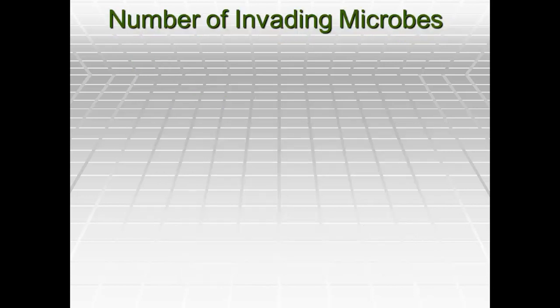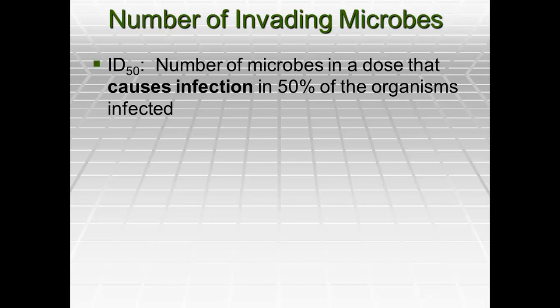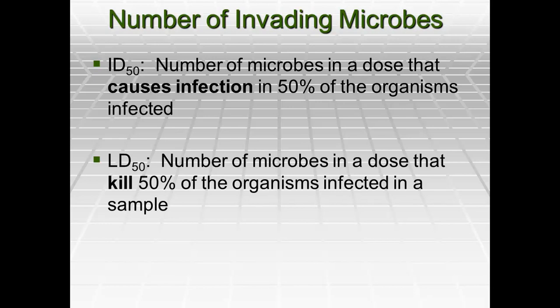Number of invading microbes. The ID50 is the number of microbes in a dose that causes infection in 50% of the organisms infected. So ID50 is the infectious dose for 50% of the test population. The LD50 is the number of microbes in a dose that kills 50% of the organisms infected in a sample. The LD50 is the lethal dose of a toxin for 50% of the test population. So we're looking at how much we could kill, okay?